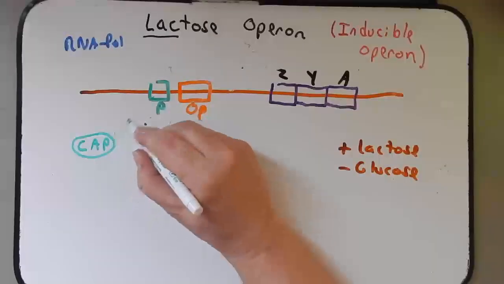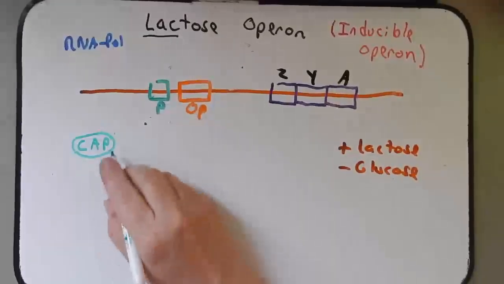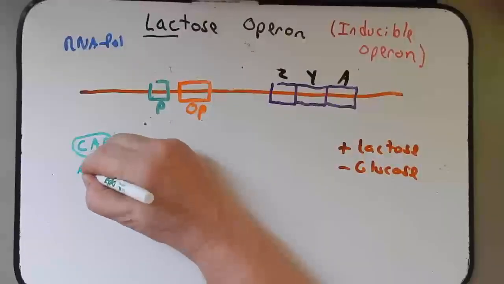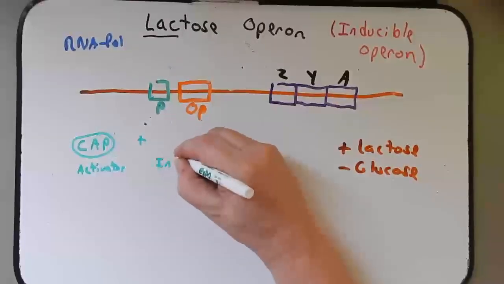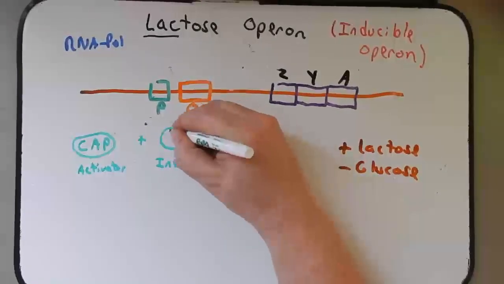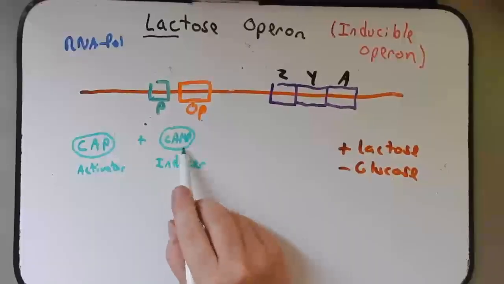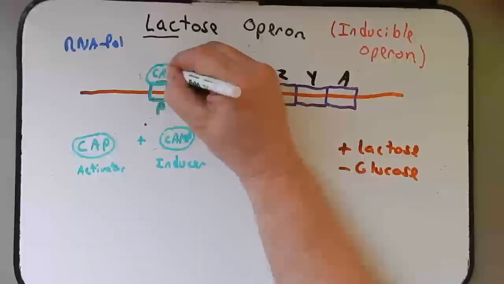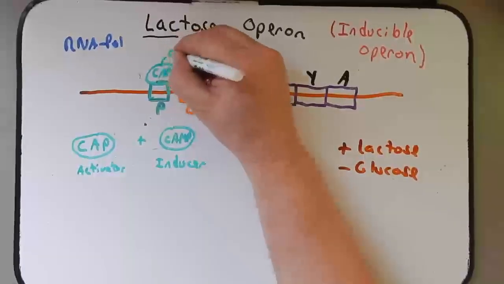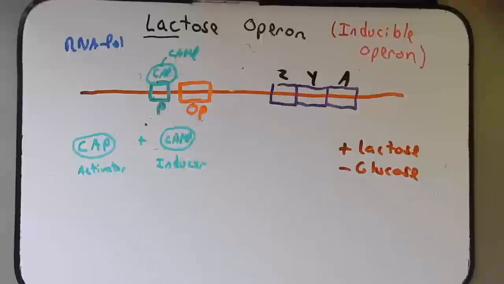However, CAP doesn't just naturally bind there. It also needs an inducer. So CAP, remember, which is the activator, plus an inducer, which we're going to call cyclic AMP. So once these two combine, and I'm going to draw them here with CAP bound to the promoter with cyclic AMP attached to it, that serves as the activator.